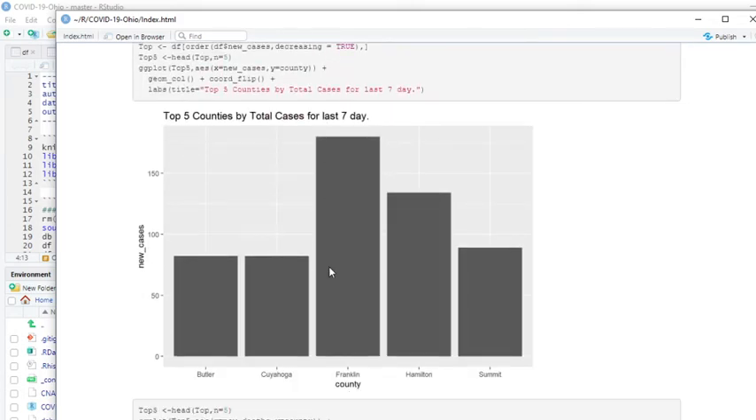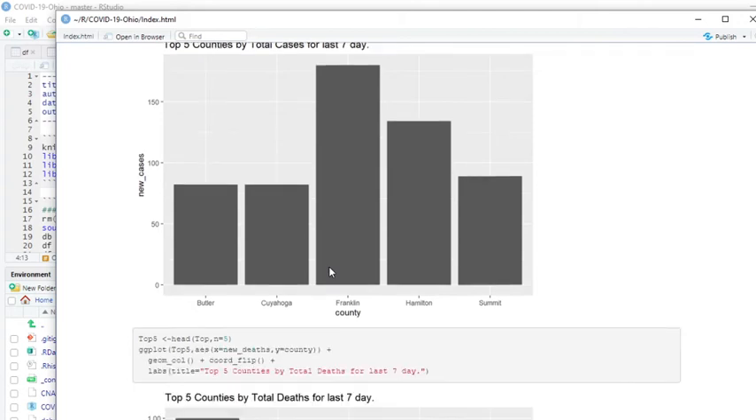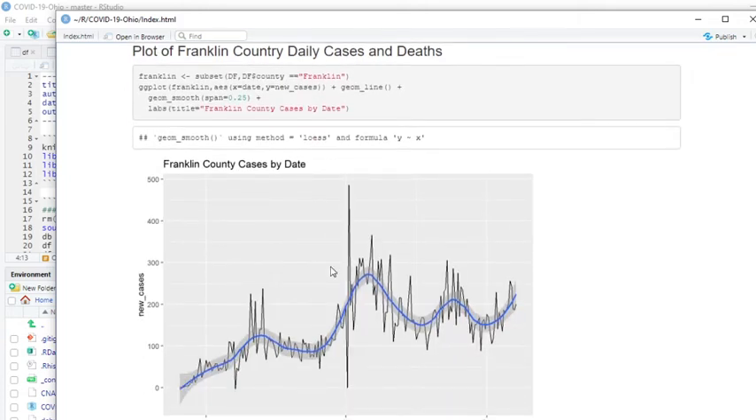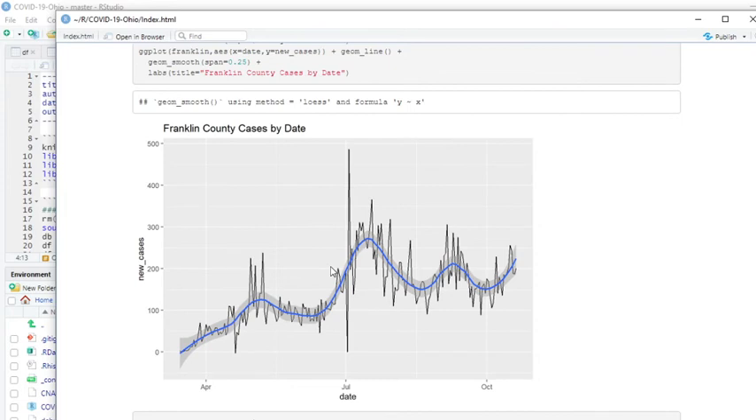Now, if we look at the top 5 counties based on the total number of cases for the last 7 days, you can see that Franklin continues to lead the pack with about 160 cases, followed by Hamilton, Summit, Cuyahoga, and Butler counties. Let's see if we can get a number for the deaths now. Apparently the only county to have deaths during the last 7 days is Butler County, and it only had 1. So now we've got a plot of Franklin County, where I live. Actually, I live in Licking County, but Franklin County is where Columbus is.